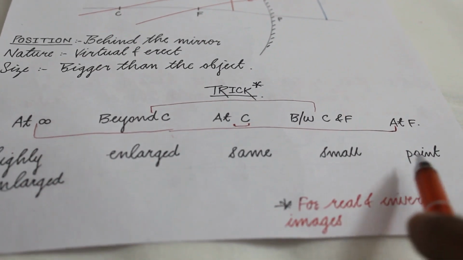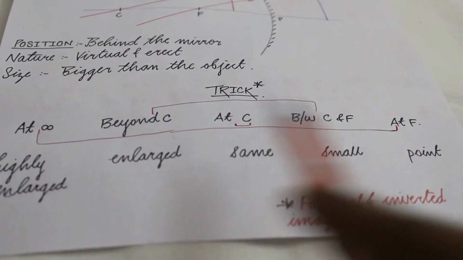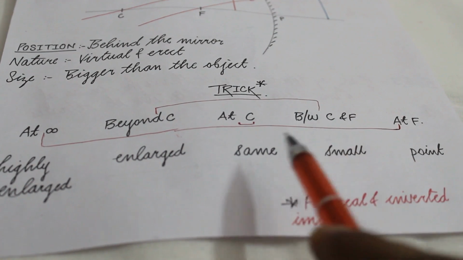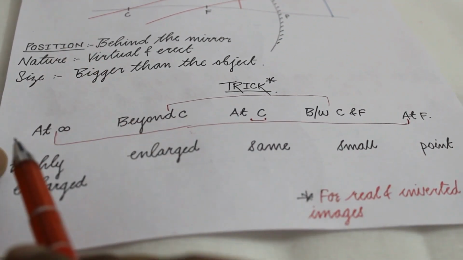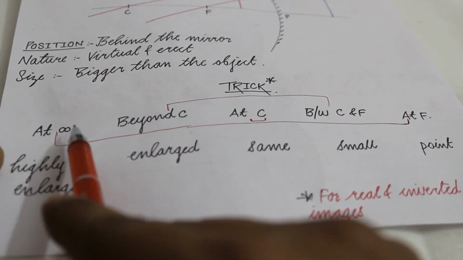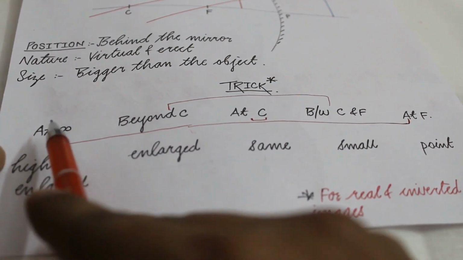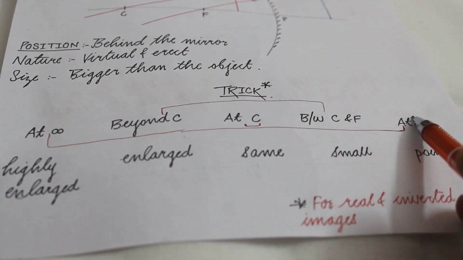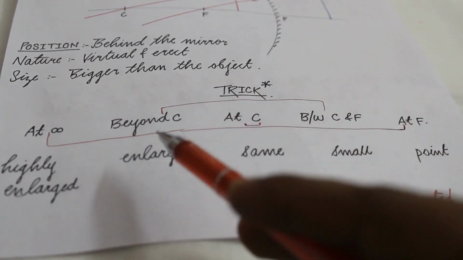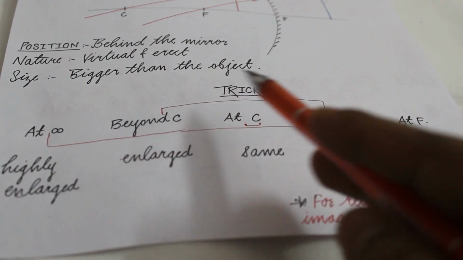As you can see, I have written the size in increasing order: point, small, same, enlarge, highly enlarge. Now how to remember this? If it is asked, the object is at infinity, where will the image be formed? It is connected at F, so the image will be formed at F, and the size will be point size.